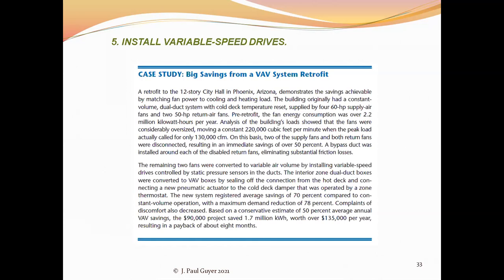The remaining two fans were converted to VAV by installing variable speed drives controlled by static pressure sensors in the ducts. The interior zone dual duct boxes were converted to VAV boxes by sealing off the connection from the hot deck and connecting a new pneumatic actuator to the cold deck damper that was operated by a zone thermostat. And the new system registered average savings of 70% compared to constant volume operation, with a maximum demand reduction of 78%.